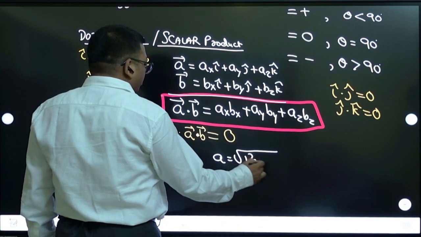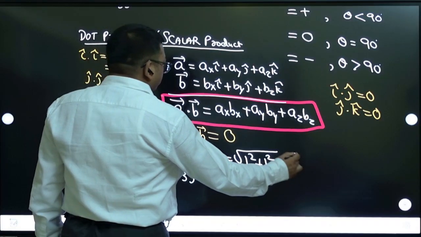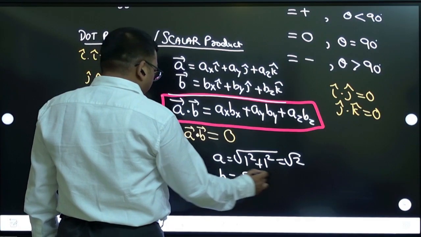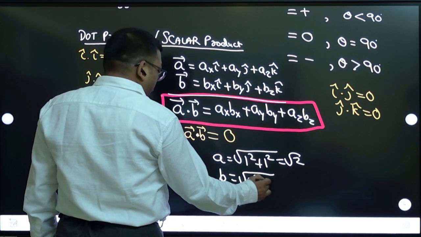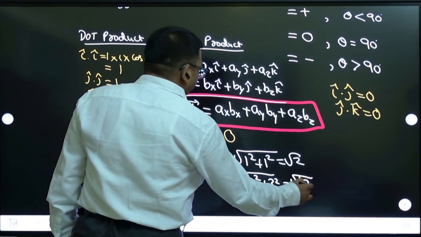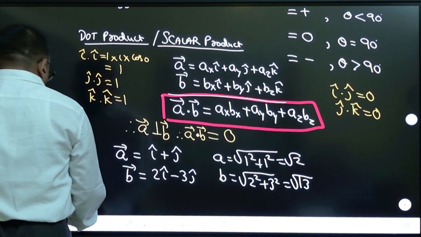So 1 square plus 1 square, this is root 2. What is the magnitude of B? Root under 2 square plus 3 square, so this is 9 plus 4, 13. Okay. Then what is A dot B?